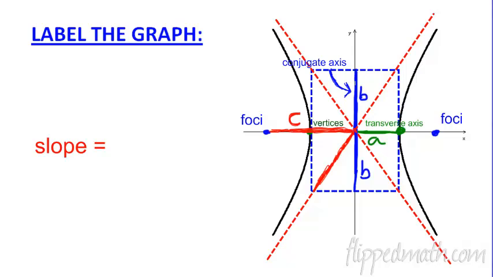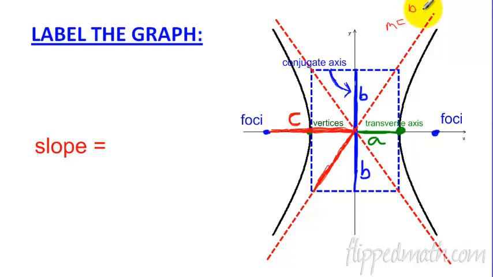But the big question is, what's the slope? So what I'm going to do is come over here, and we're going to write down the slope of this line. So what is the slope of that diagonal line right there? The slope from the center is rise over run.